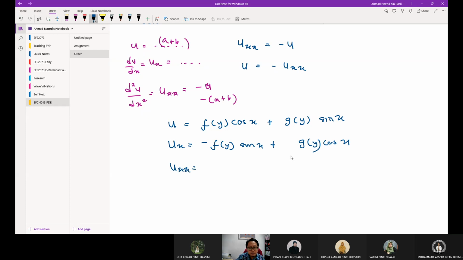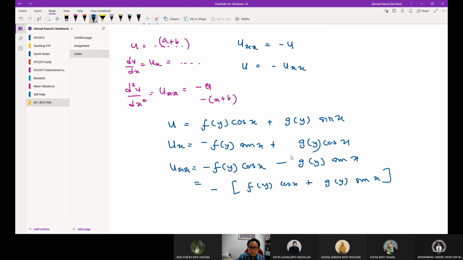Double differentiation, negative f(y). Differentiate sin to cos, okay, get cos x here. Differentiate cos to sin, can get minus sin. So automatically this one will be minus sin, so minus g(y) sin x. Letak minus kat depan, you can get here f(y) cos x plus g(y) sin x.